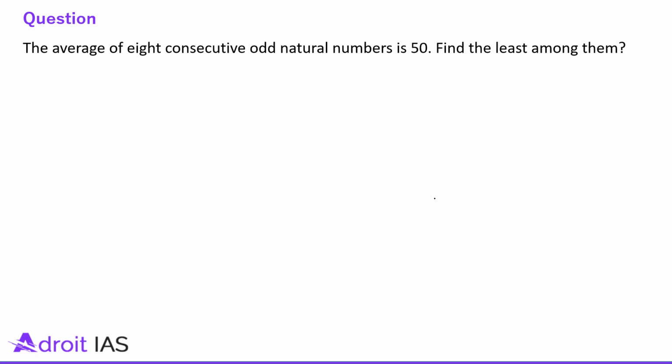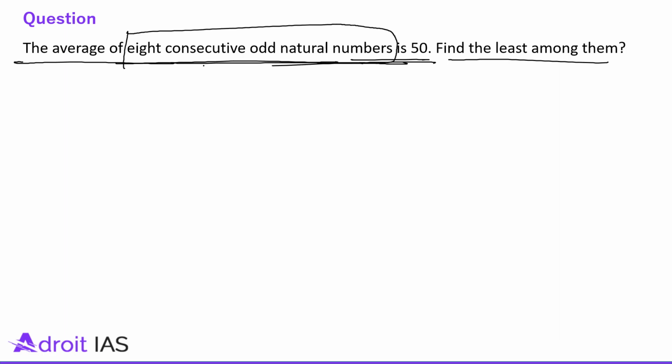Next question is, the average of 8 consecutive odd natural numbers is 50. Find the least among them. See, everyone, they are 8 consecutive odd natural numbers. So if I'm talking about 8 consecutive odd natural numbers, the average of the entire series will be the average of the 4th and 5th term.